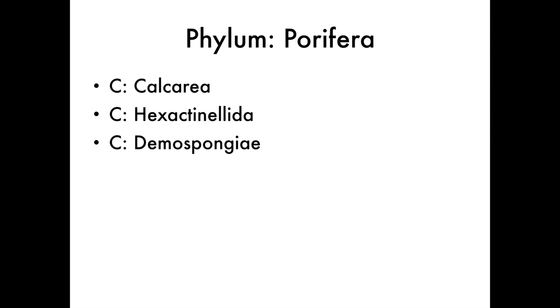So within the phylum Porifera, there are three classes that I want you to learn about. The class Calcarea, the Hexactinellida, and the Demospongii. And I'm not going to go through these in this order because I want to show you a video about Hexactinellida after I've talked about all of this diversity. So I'll talk about them last.